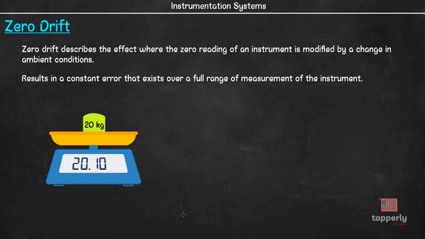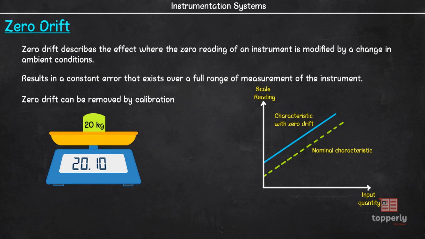Zero drift is normally removed by calibration. This graph here shows a typical change in output characteristics due to zero drift. This difference between the characteristics at zero is the zero drift.